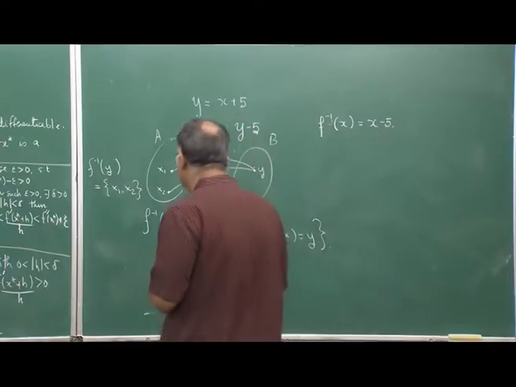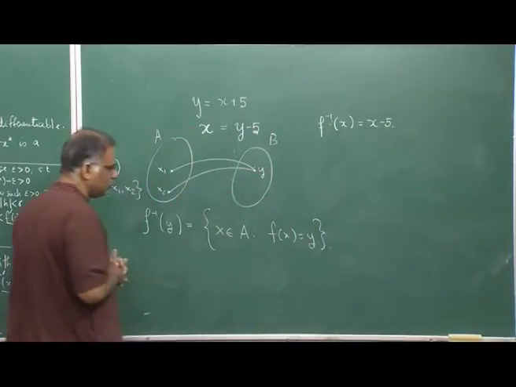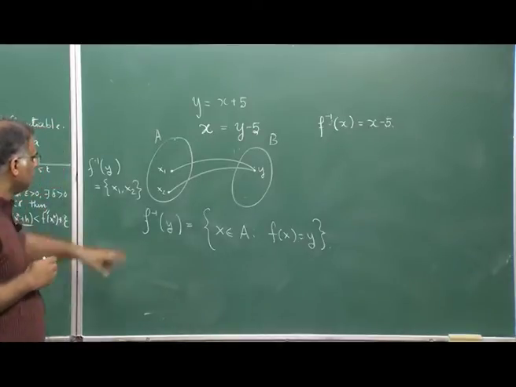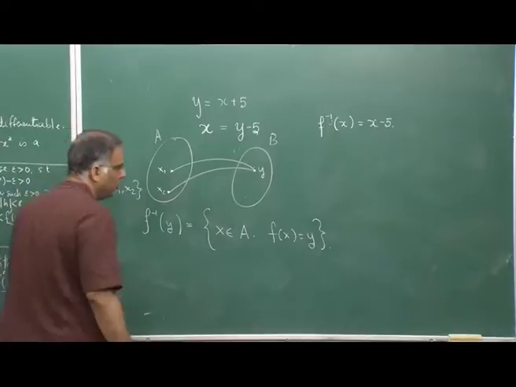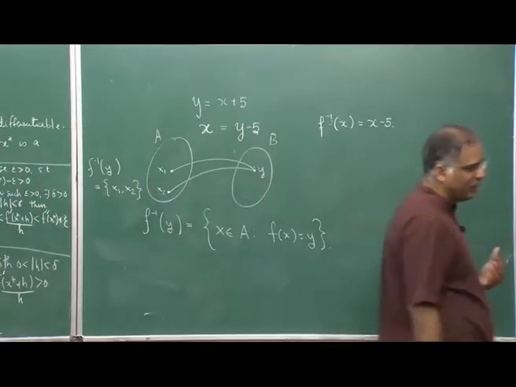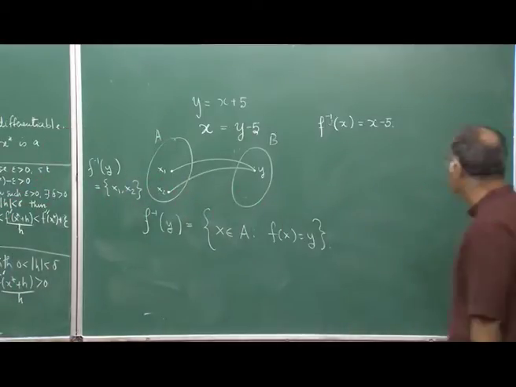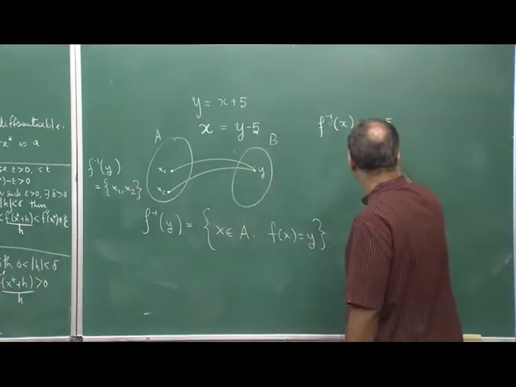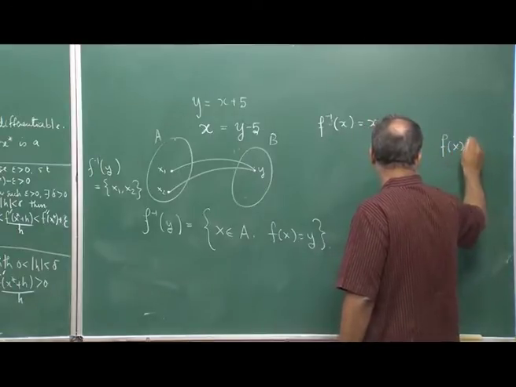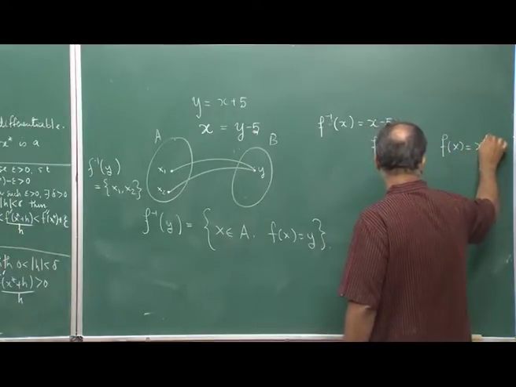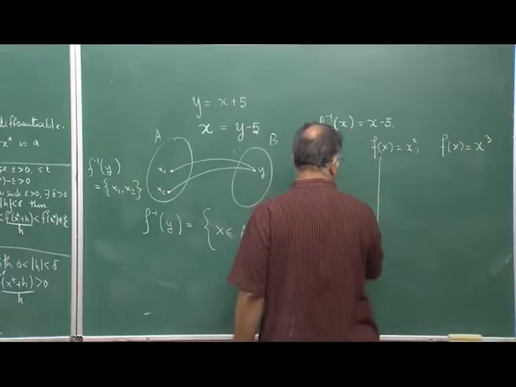So, this is the very basic idea of an inverse mapping. You have to very clearly understand. For example, I take two simple functions, f(x) equal to x square and f(x) equal to x cube. Look at f(x) equal to x square.